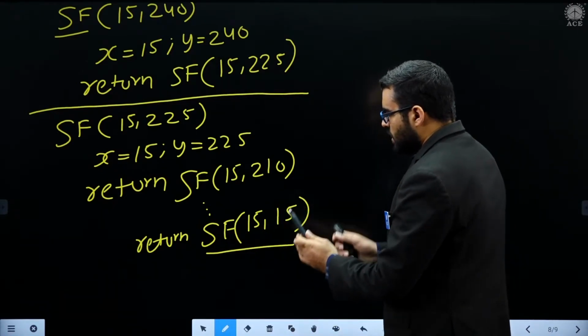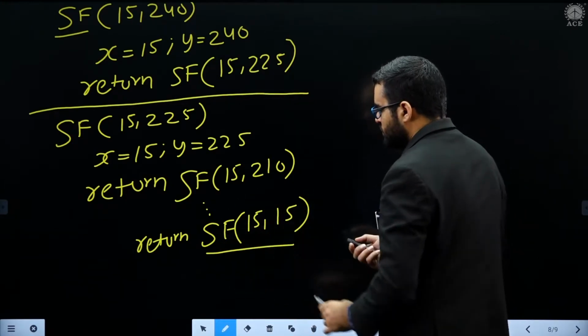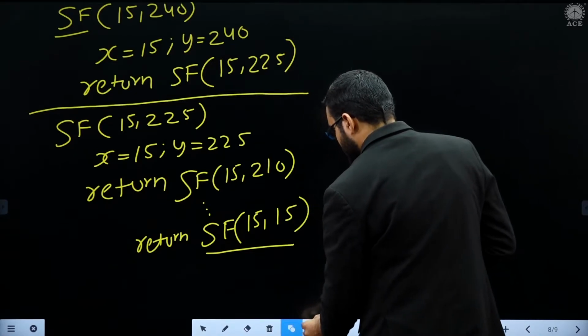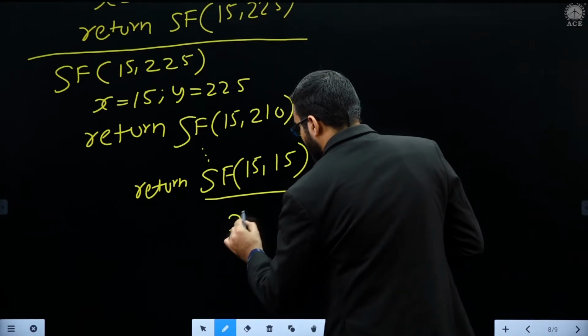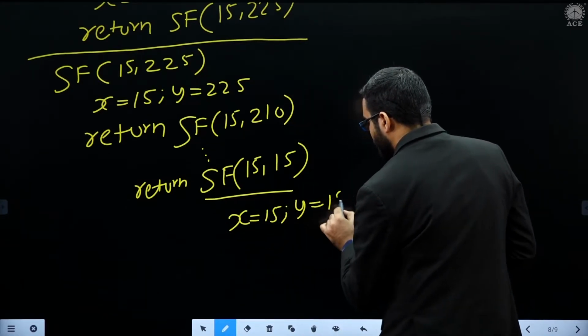When I reach SF(15, 15), what will be the return value of this? Here you can see that the value of x is 15 and the value of y is 15.